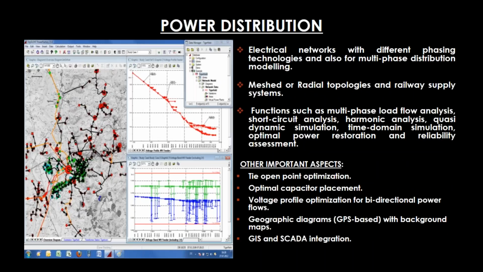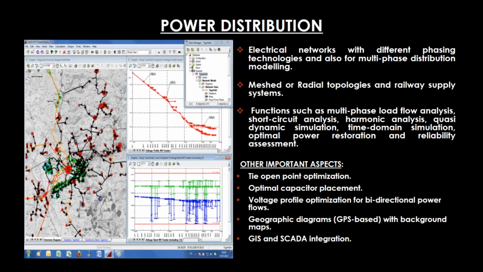Now power distribution. In power distribution, different phasing technologies such as single wire earth return, two phase, bi-phase or classical three phase systems have created a need for multiple phase distribution power system modeling. For this process, PowerFactory provides comprehensive modeling features for studying all kinds of electrical networks with different phasing technologies, either meshed or radial topologies, and railway supply systems.